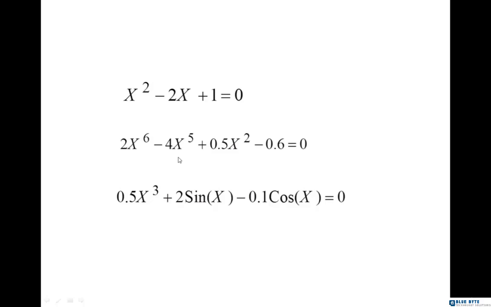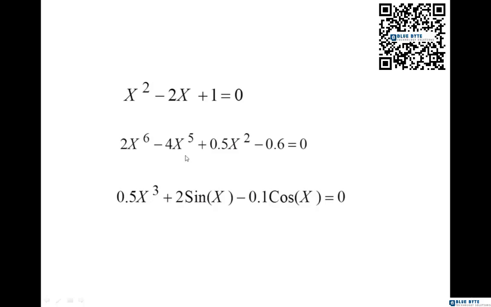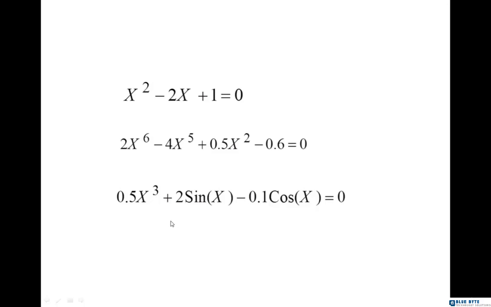The next example is a high level equation. It is 2x to the power 6 minus 4x to the power 5 plus 0.5x to the power 2 minus 0.6 equals 0. Then we have a non-linear equation. Here we have sine and cosine.